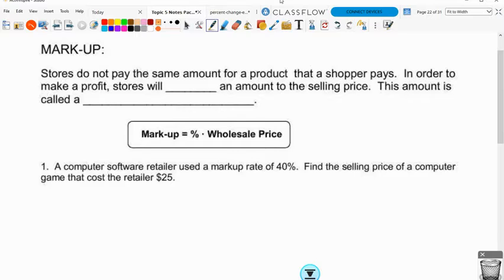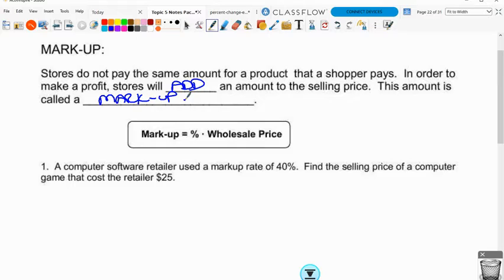Stores do not pay the same amount for a product that the shopper pays. In order to make a profit, stores will add an amount to the selling price. This amount is called a markup. Stores buy the product from companies for a certain amount of money, and then before the store sells it to the people that want to buy it, they add a little bit amount, which is called a markup.